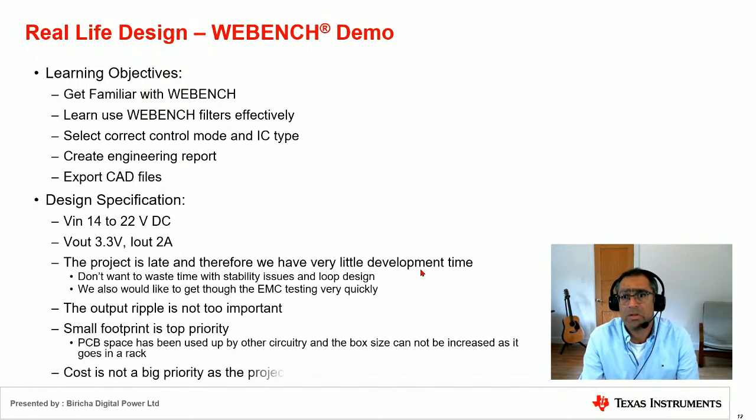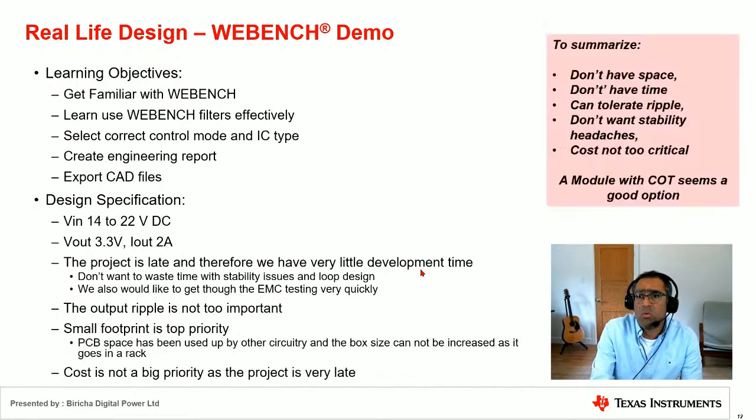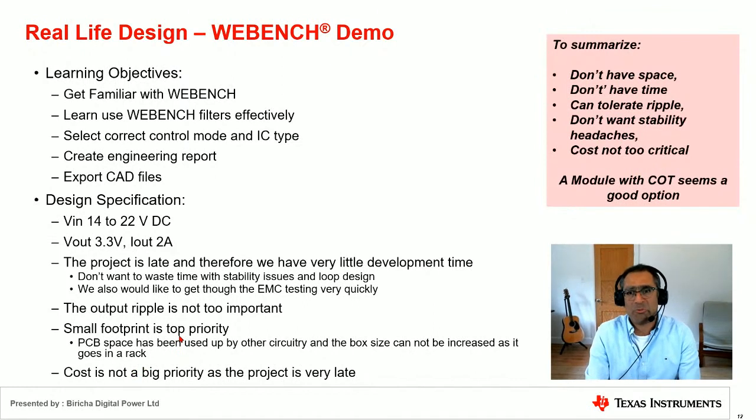So in summary, you don't have space, you don't have time, you can tolerate ripple, and that's important. You don't want stability headaches, and cost is not too critical, which was this final point here. So a module with constant on-time, from the discussions that we have had, seems to be a good choice. So let us now try and design one with WEBENCH and see what we get.